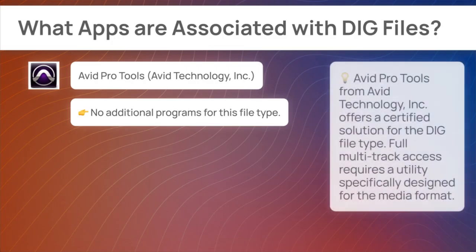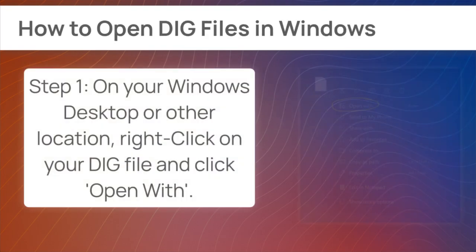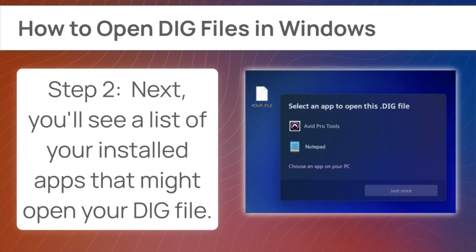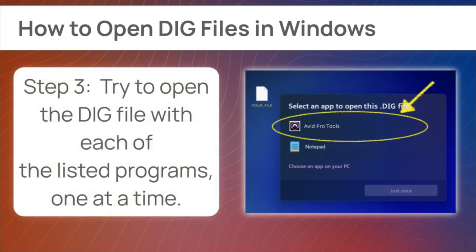Full multi-track access requires a utility specifically designed for the media format. Windows can open these audio files, but true editing freedom requires proper DAW software. Your first troubleshooting move: right-click the DIG file and select Open With. Try launching it using Avid Pro Tools if it's installed. If that fails, test other apps. Different tools have different file handling libraries.